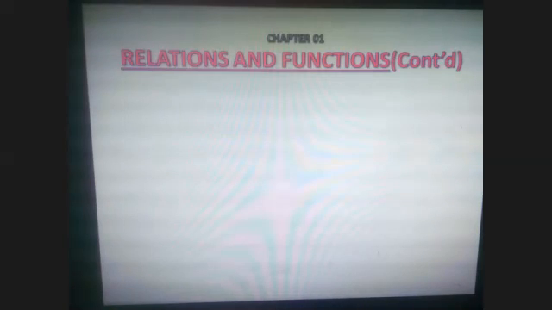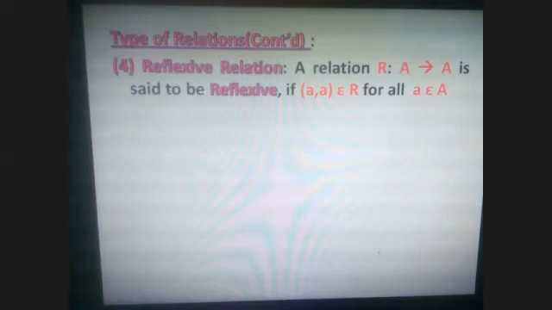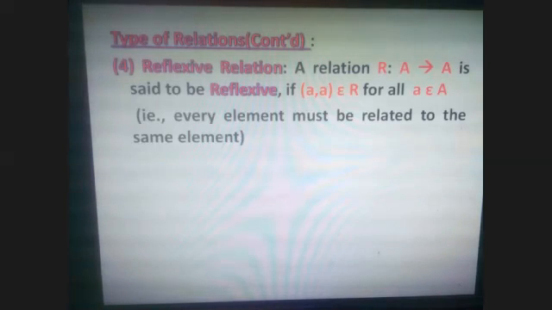We start with reflexive relation. When do you say a relation is reflexive? A relation R from A to A is said to be reflexive if (a, a) is a member of R for all a. That means every element must be related to the same element. Of course, it is possible because it is from A to A. If every element is related to the same element, then the relation is called a reflexive relation.